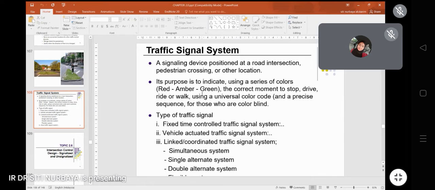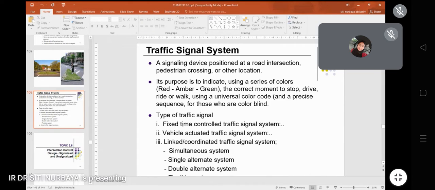Okay. Jadi warna traffic signal ataupun traffic light system adalah standard. That's why kamu boleh hafalkan warna dia adalah merah, kuning, hijau. Daripada atas kan, merah daripada atas, kuning tengah, hijau bawah.